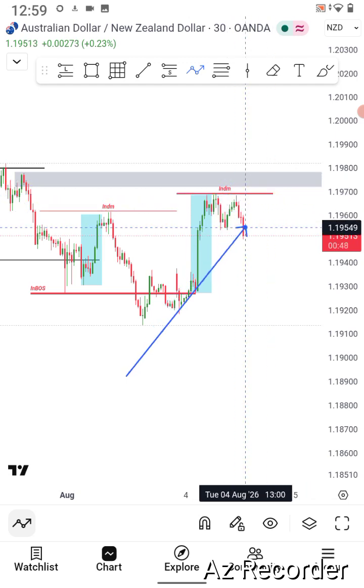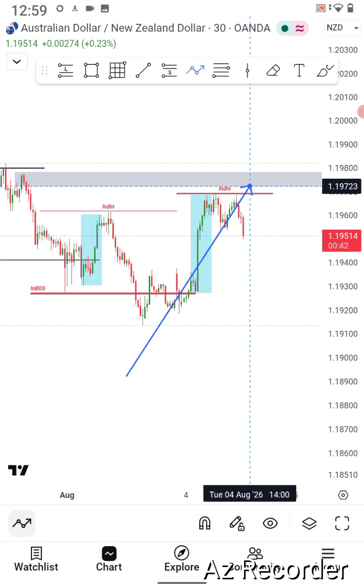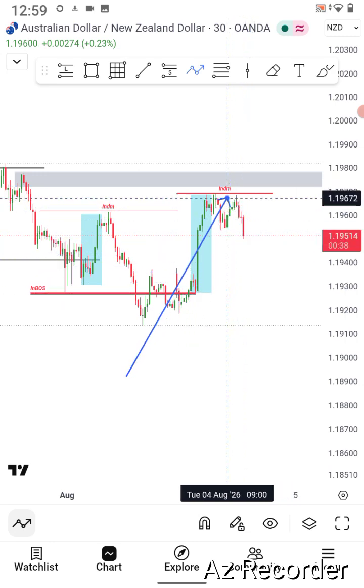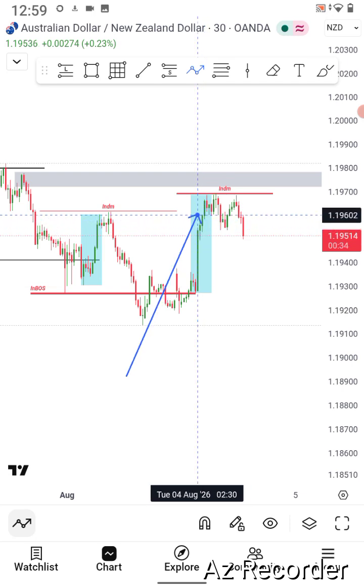So I'm expecting that when New York session opens, market should come, sweep liquidity here, tap here, and then drop. Okay, so this is my inducement, and then this is my inducement break of structure here inside here. Are you seeing it now?